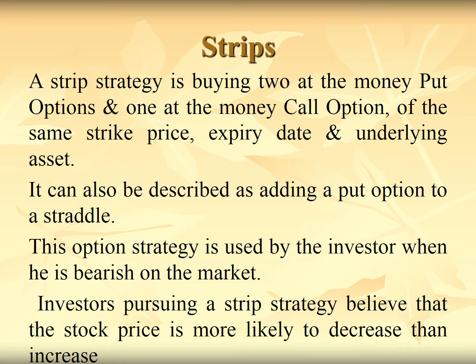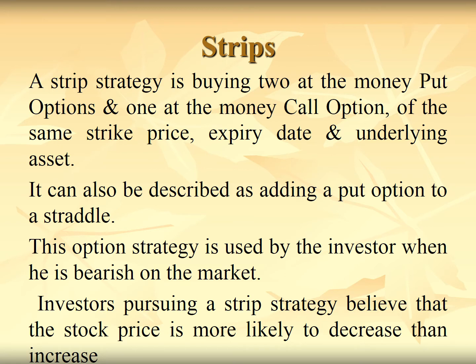First, we take the concept of strips. A strip strategy is buying two at the money put options and one at the money call option of the same strike price, expiry date, and underlying asset. That is, for one underlying asset with the same strike price and same expiry date, we will include three options in our contract: two put options and one call option.